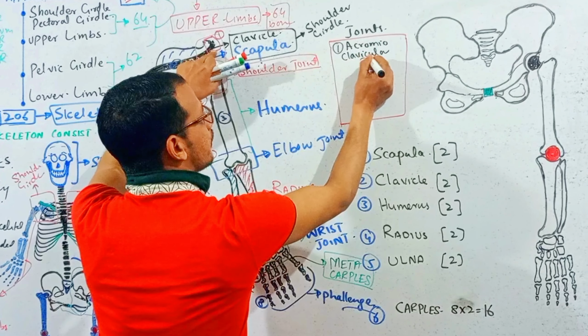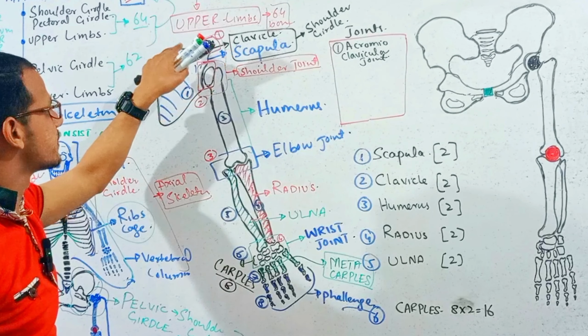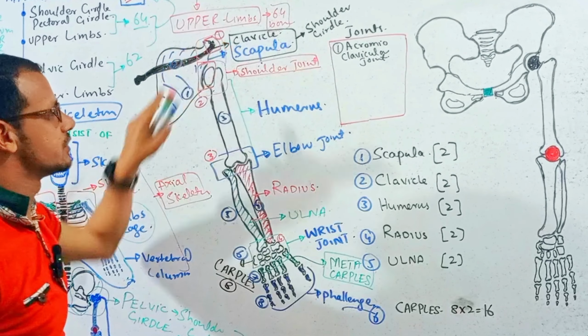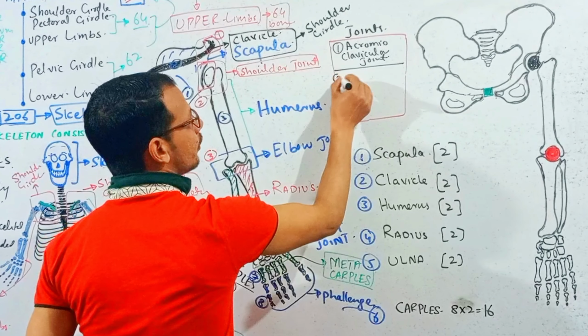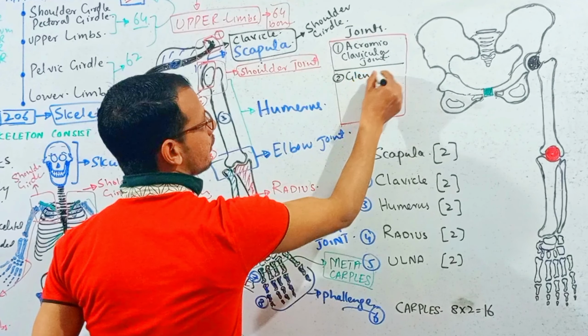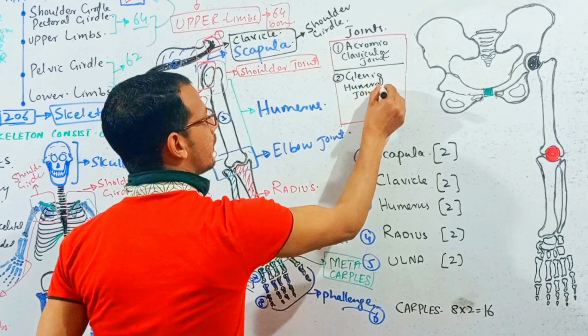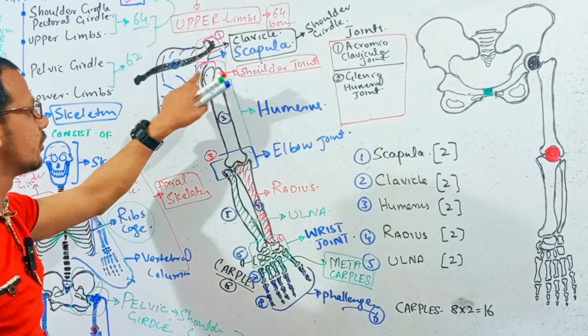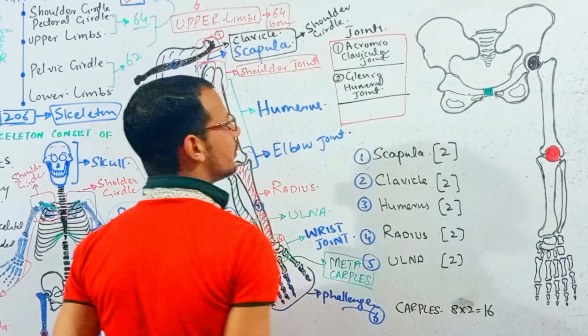Acromioclavicular joint, because here the acromion process of the scapula and the clavicle make the joint, right? The second, we have this joint too. It is called glenohumeral joint, right? Because the head of the humerus and the glenoid cavity of the scapula make the joint. So this is the glenohumeral joint.